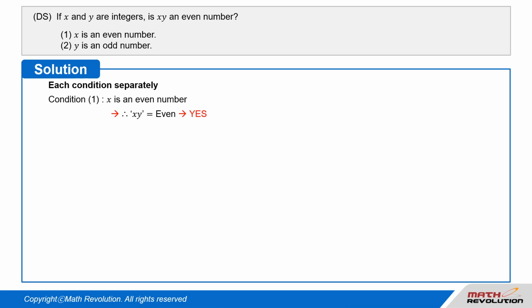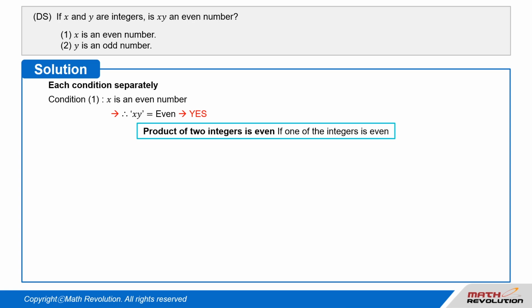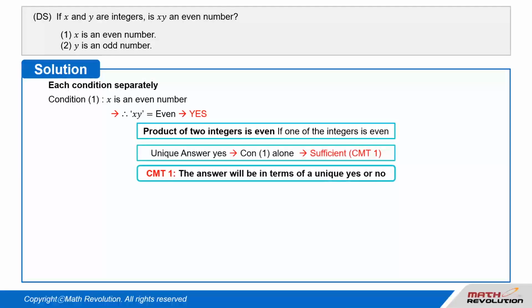Condition 1 tells us that x is an even number. Therefore, x times y will also be an even number. A product of two or more integers is always even if one of the integers is even. Since the answer is a unique yes, this condition is sufficient by CMT1, which means the answer will be in terms of a unique yes or no.